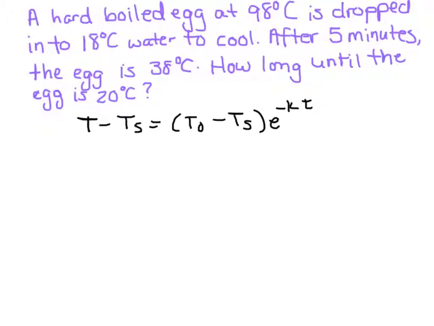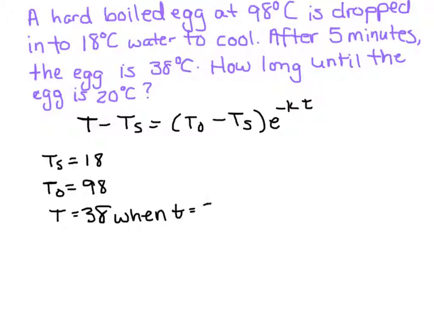T minus T sub s equals T naught minus T sub s times e to the negative kt. We know that T sub s is equal to 18. That's the temperature of the water. We also know that T naught, the starting temperature of the egg, was 98 degrees. And we know that this change in temperature occurred when T was 38 when little t was equal to 5. So that gives us a value right there.